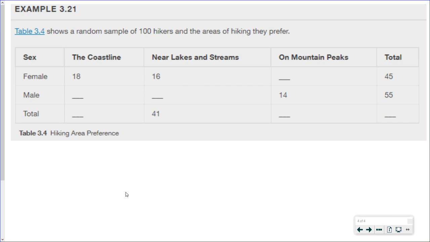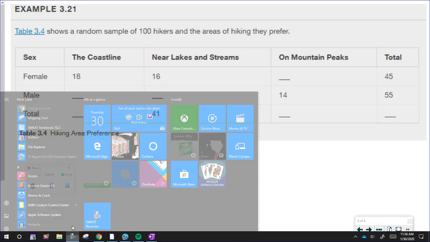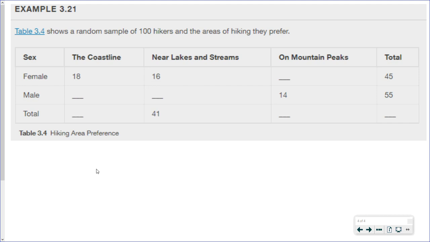The first thing we want to do: are there missing spaces here? So we want to add up and find those missing spaces. These missing spaces are easy to find because we already know that there's supposed to be 100 hikers. So we know that the total of female hikers has to be 45. I know two of the numbers for those hikers are 18 and 16. So the remaining hikers, I would just subtract 45 minus 18 minus 16. And when we subtract those numbers, we get 11.